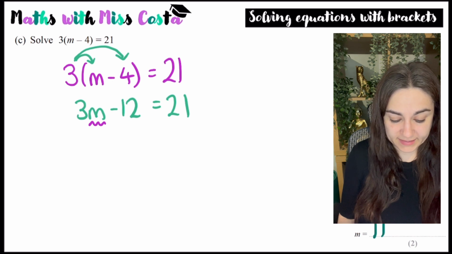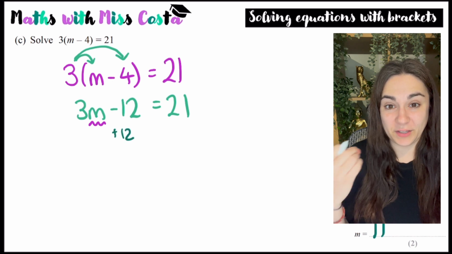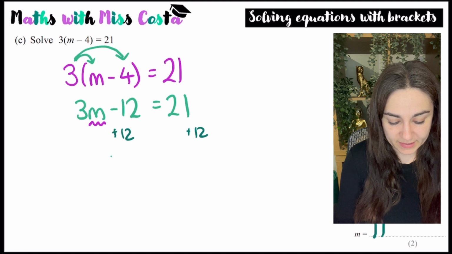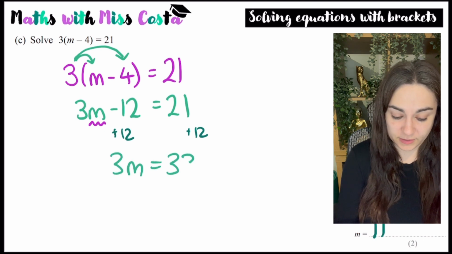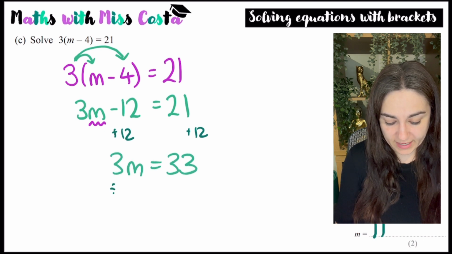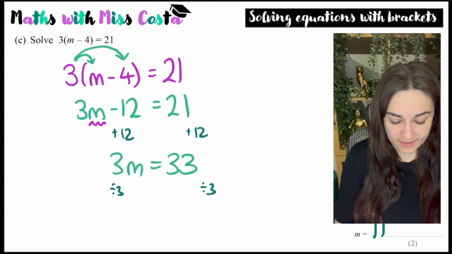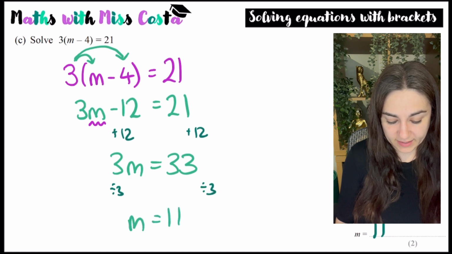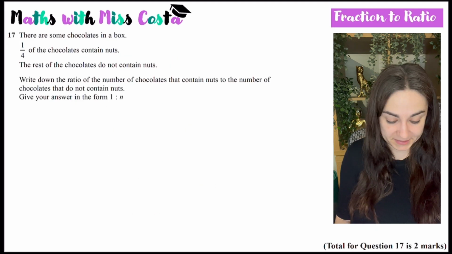If you want to do the balancing method, the function machine basically tells you the order in which you do things. So we'd add 12 to both sides, like the function machine did. So you'd be left with 3m equals 33. And then we divide both sides by 3. So m is 11. It's just two different ways to get to the same thing.